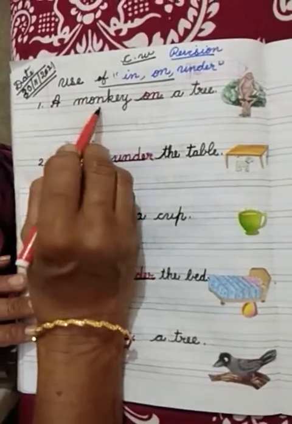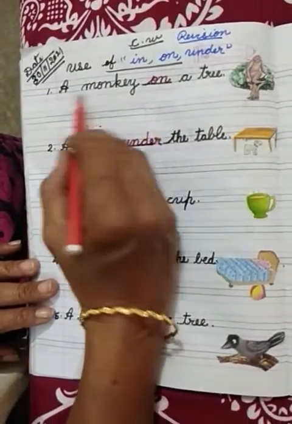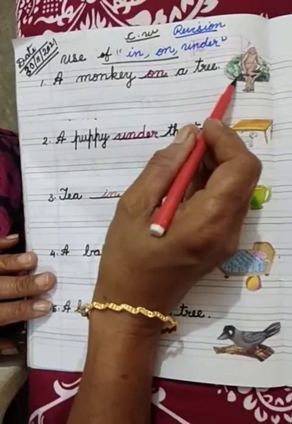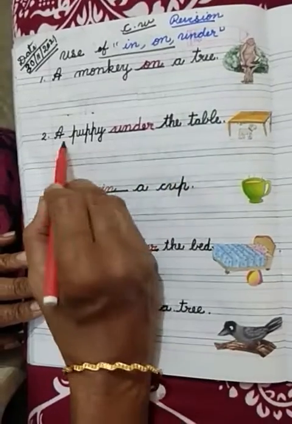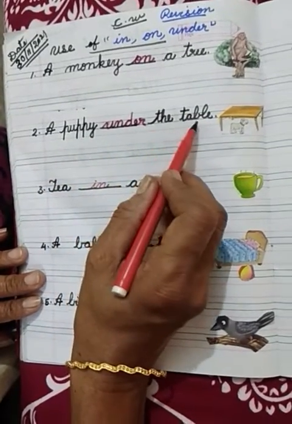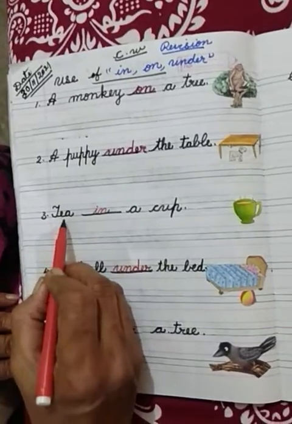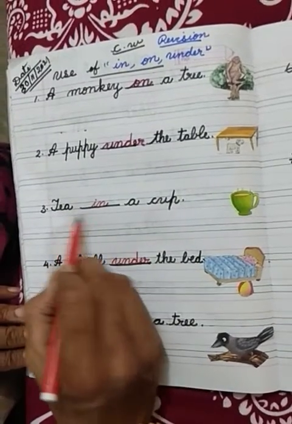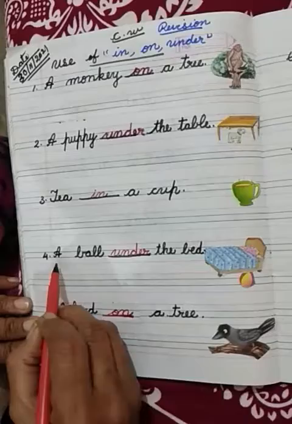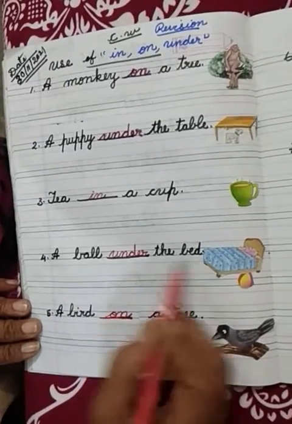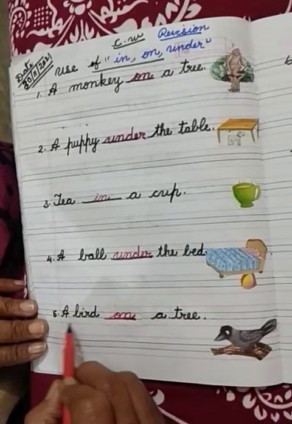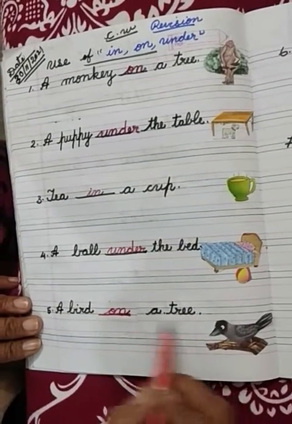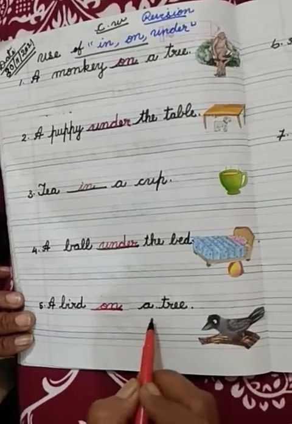Children, again I will repeat. A monkey on a tree. A puppy under the table. Tea in a cup. A ball under the bed. A bed on a tree.